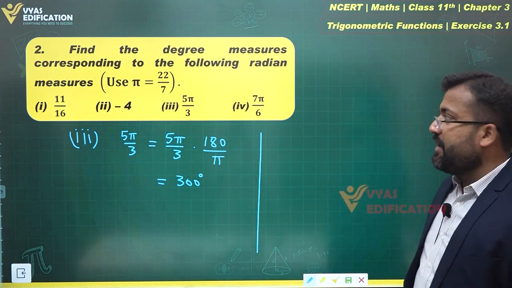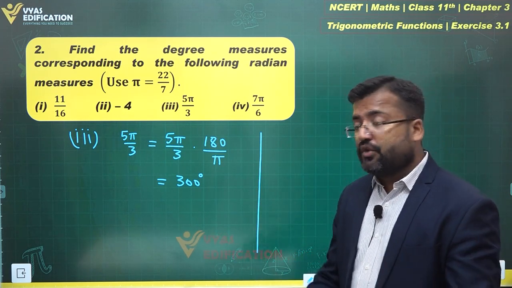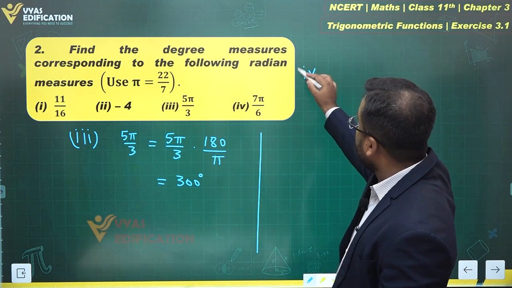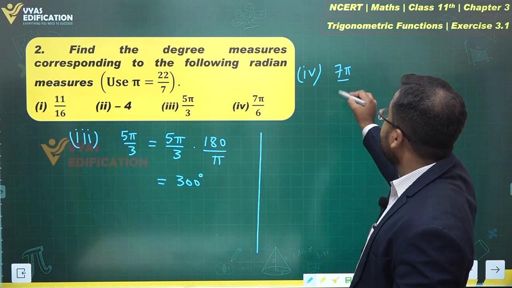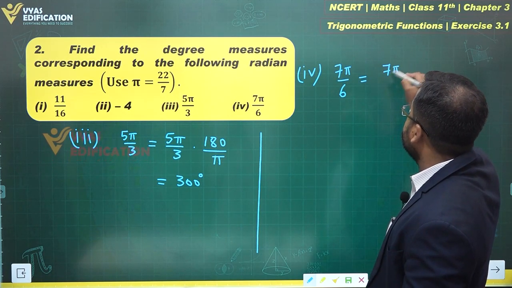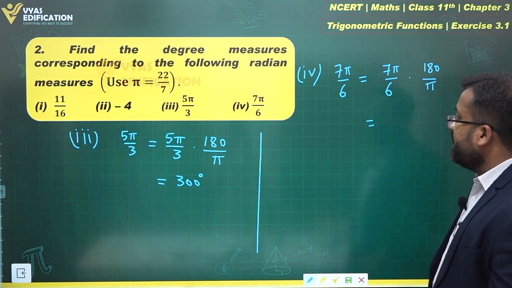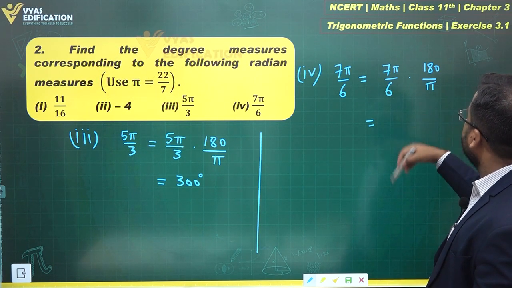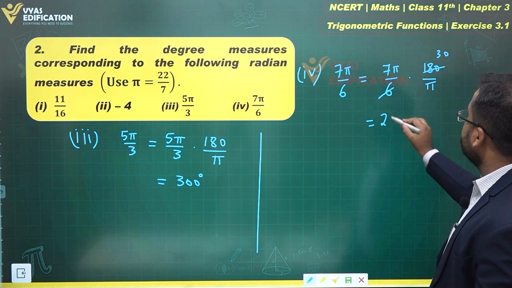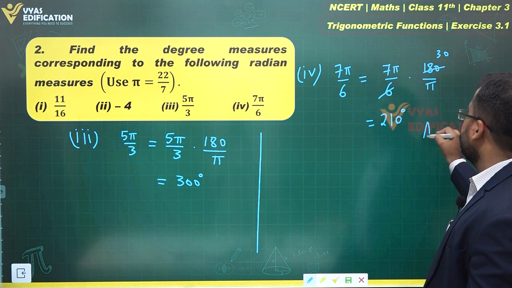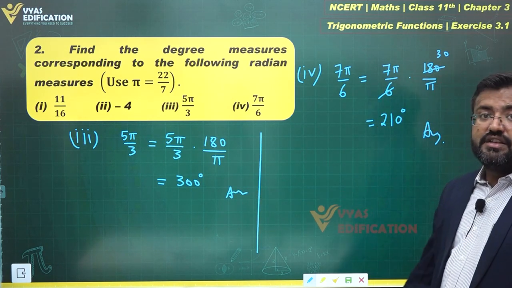What about 7 pi by 6? Again, this is pi plus pi by 6. Pi by 6 is 30 degree, right? So pi plus pi by 6 would be 210 degree. That is something which we should be aware of. But let's try to calculate it from the basics. 7 pi by 6 would be equal to 7 pi by 6 times 180 upon pi degrees. Now what is that equal to? This is 7 times 30, which is 210 degree. That's my answer over here in this part, right?